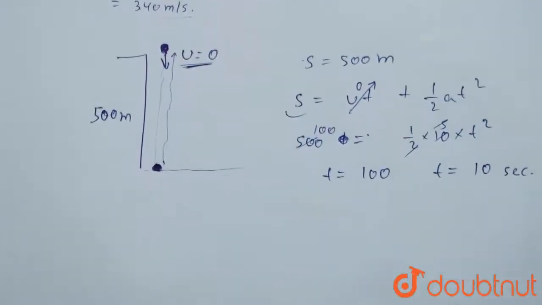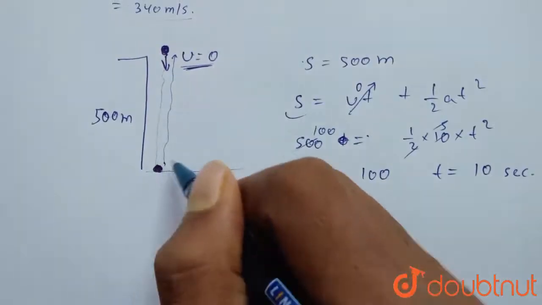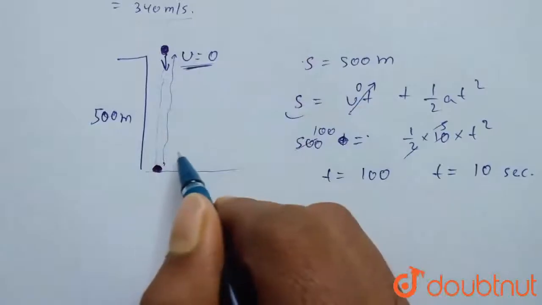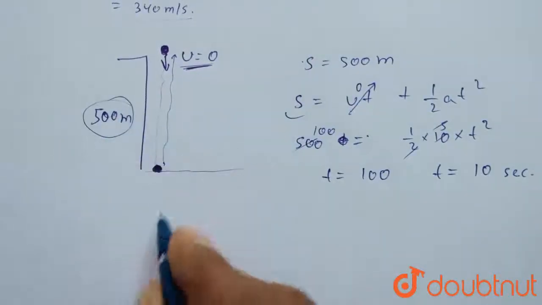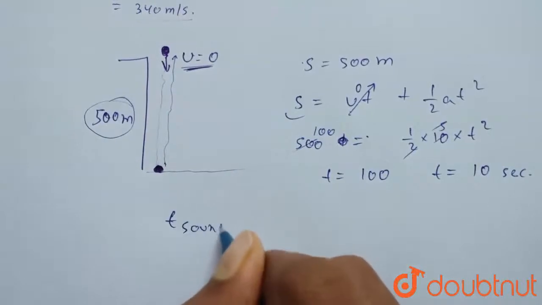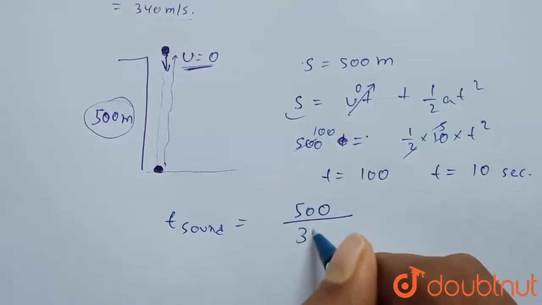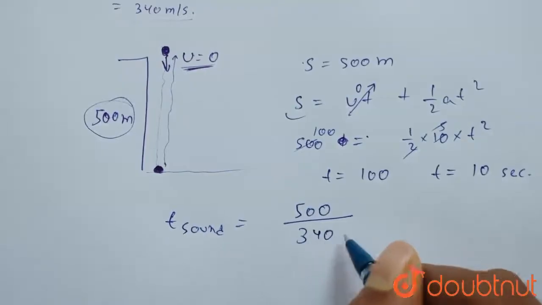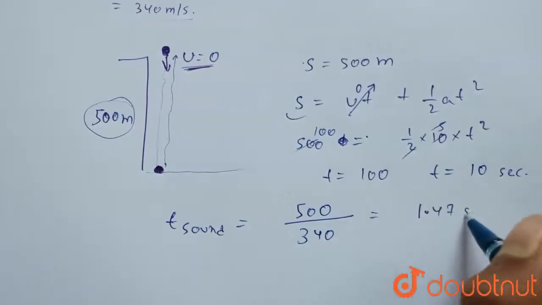Now after this, the sound of the splash will go to the ears of the person. So the time taken by sound to travel 500 meter is distance upon speed, and the speed of sound is 340 meter per second. So this time is coming out to be 1.47 second.